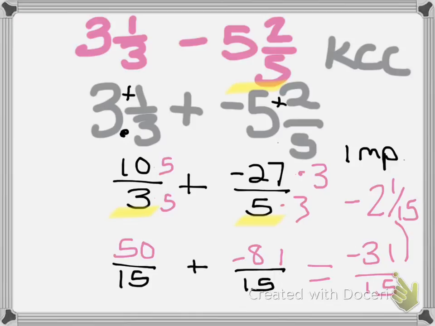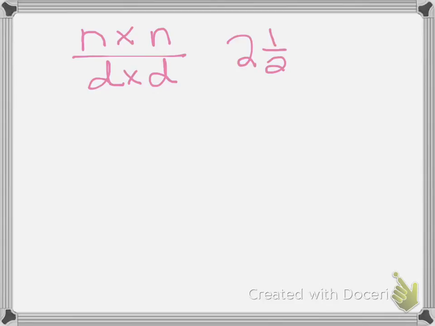1/15. Now with multiplication and division, you are going to just have to remember that all you have to do is have an improper fraction. You're going to take your numerator times your numerator, your denominator times your denominator. So when you're multiplying, whenever you have mixed numbers with division or multiplication, the first thing you want to do is change them into improper fractions.